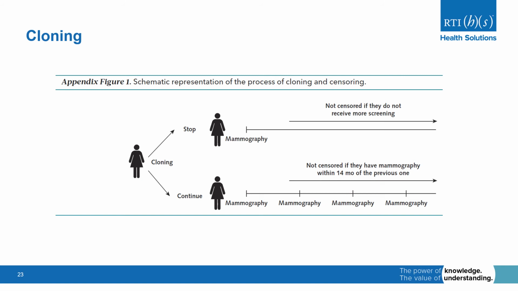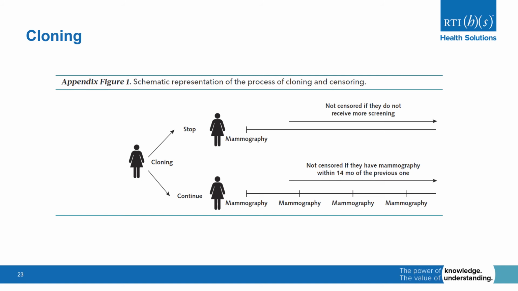Cloning means that I literally make a copy of my database. If I have 1,000 women, I will copy them and I will have a database with 2,000 women. I will assign 1 copy of each woman to the stop screening group and the other copy to the continuous screening group. Those copies that were assigned to the stop screening group are being followed up as long as they don't receive more screening. But if at any point she receives a screening mammogram, that's the censoring event for her.